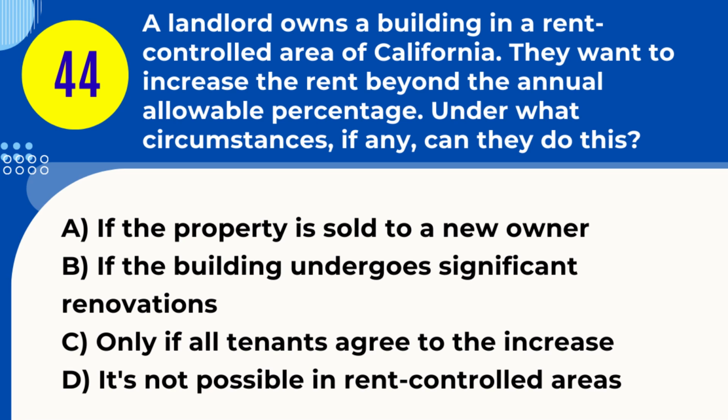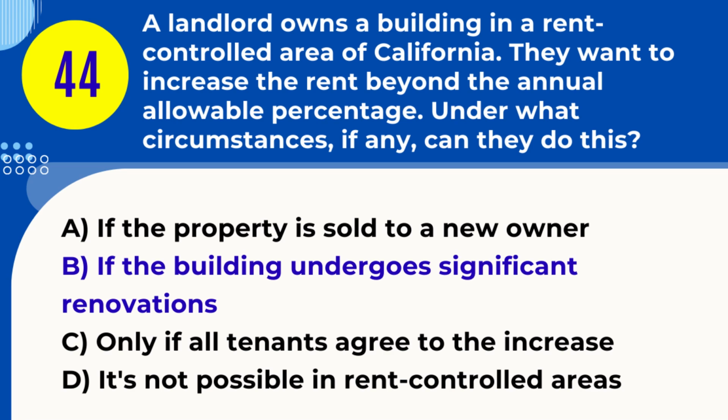Question 44. A landlord owns a building in a rent-controlled area of California. They want to increase the rent beyond the annual allowable percentage. Under what circumstances, if any, can they do this? A. If the property is sold to a new owner. B. If the building undergoes significant renovations. C. Only if all tenants agree to the increase. D. It's not possible in rent-controlled areas.